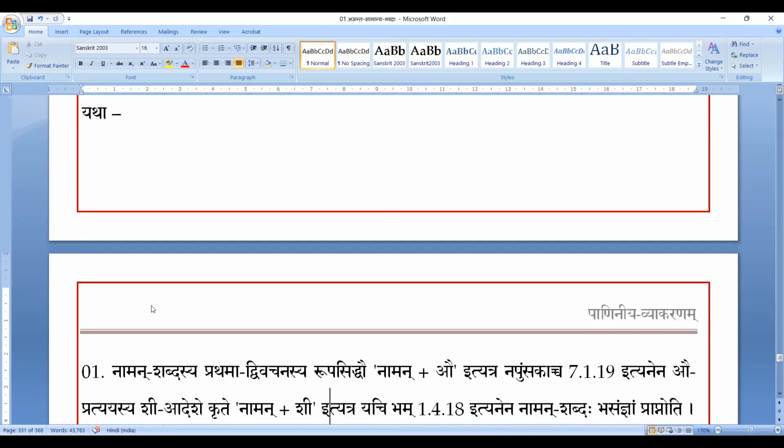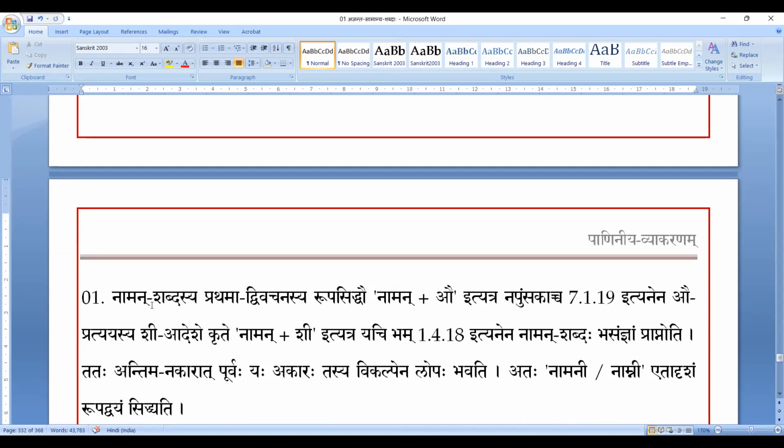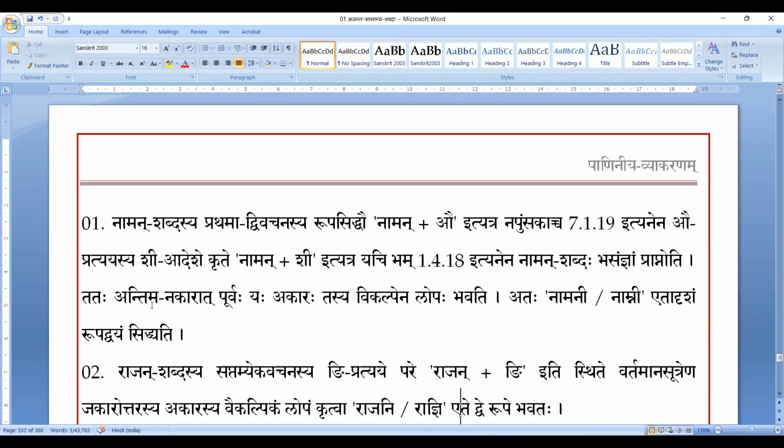So Naman Shabdasya Pratama Dvivachana Rupa Siddha, Naman plus Au. Ityatra Napumsakacha Ityanena She Adeshi Krute, Naman plus She, Echibam Sutrena Vasanya. Then Antimanakarat Purvam Yahakara Hatasya Lopaha Vikalpena Bhavati. Therefore, you have two forms. Naman becomes Namani, Namni. So you can see the application in Napumsakalinga, Namani, Namni. In Pullinga, Rajani, Ragni, Rajani. So that's the example he has given.